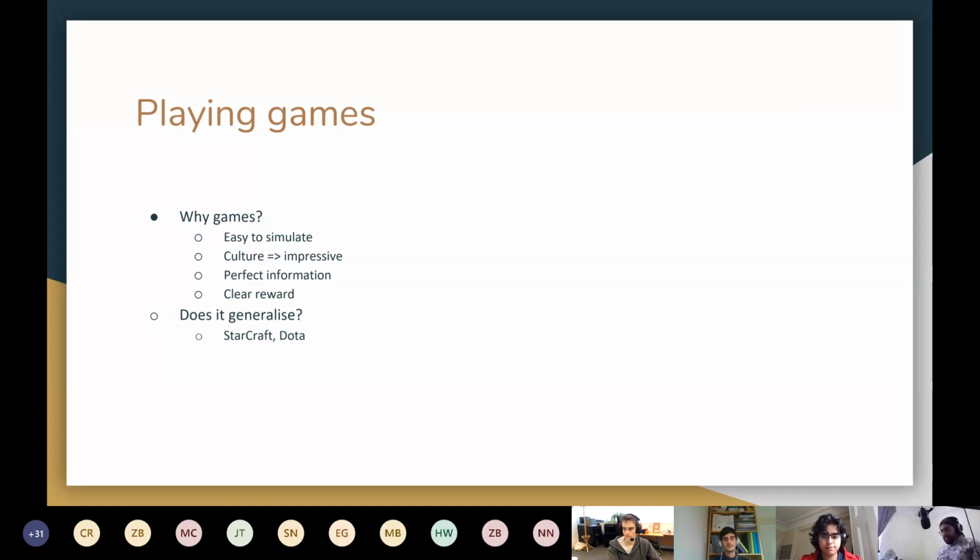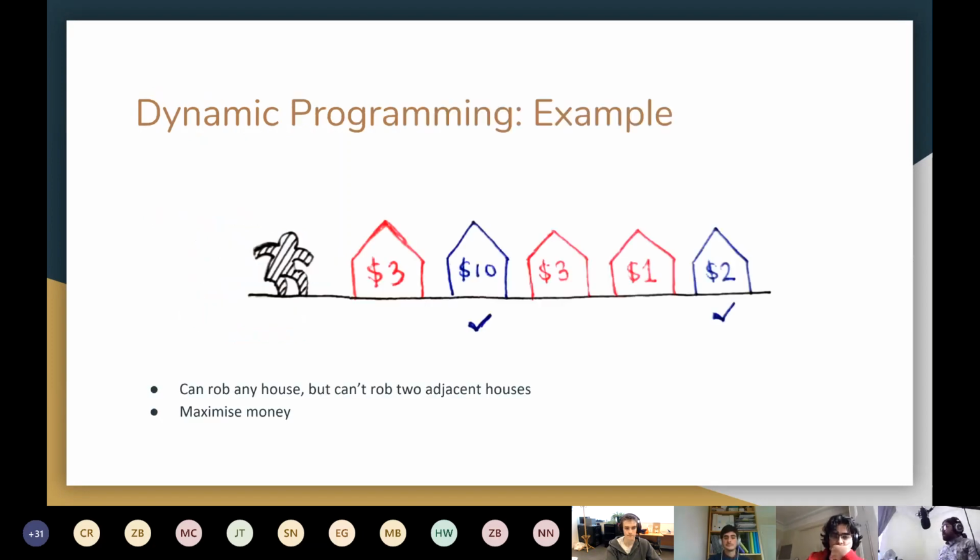So now I'm going to go on a bit of a tangent, and talk about an idea called dynamic programming. This isn't really an idea from reinforcement learning. This is just a general idea for computer science. So here's a problem. We've got a robber. The robber wants to rob houses. It wants to maximize its total money, but it can't rob two houses that are adjacent. And it wants to figure out the ultimate way of doing this. When you look at this problem, it's pretty obvious that you pick the $10 and the $2 house, and that maximizes your value.